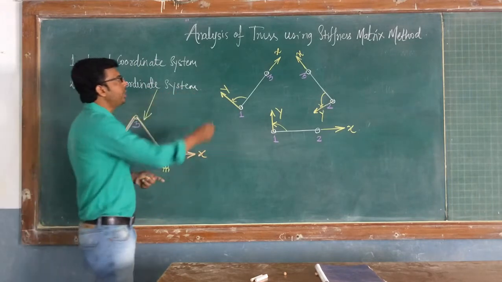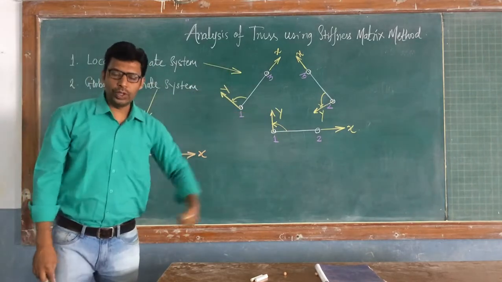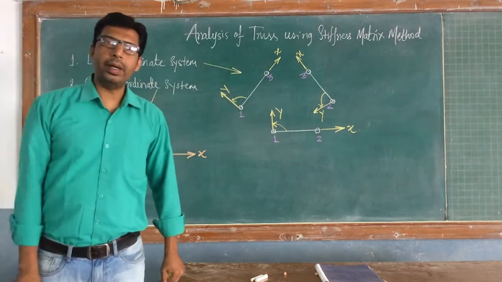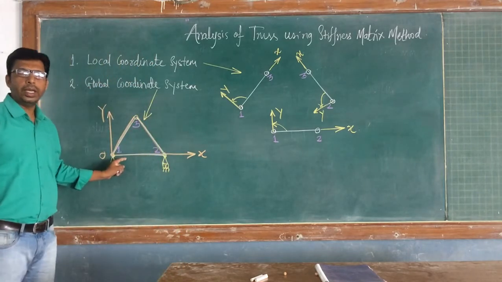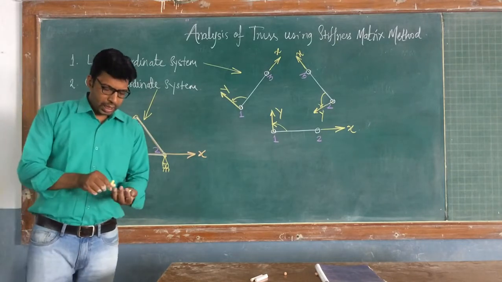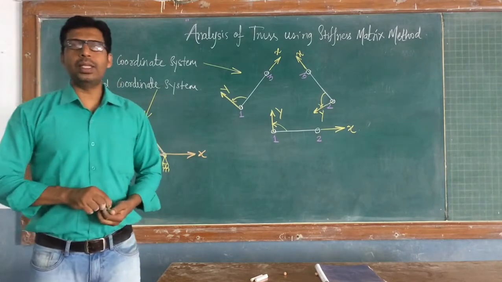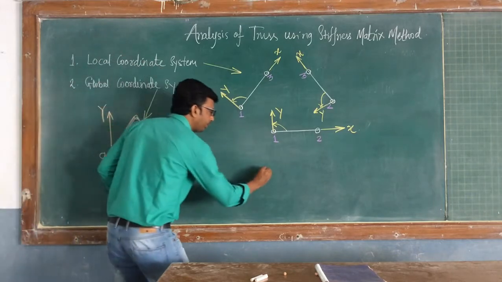First one, the local coordinate system which changes member to member, and the global coordinate system which is common to the whole structure. Now if you remember the analysis of bars, we have derived the standard stiffness matrix of a bar.